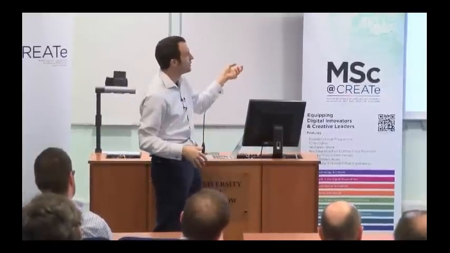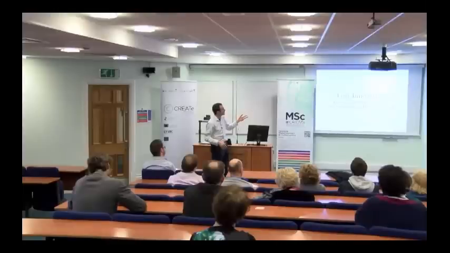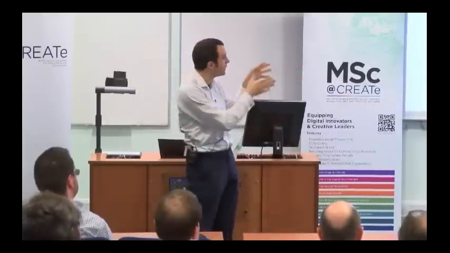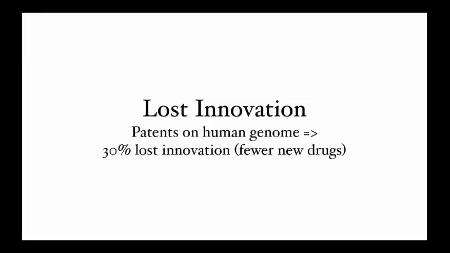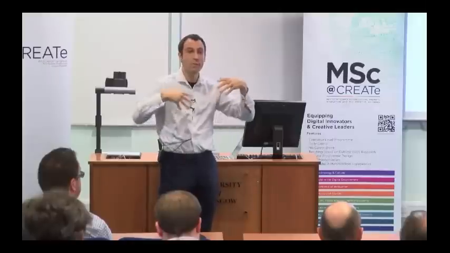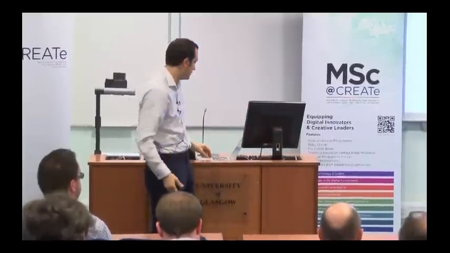And for example, there's another great paper from a few years ago that looks at patents on the human genome. The human genome was very interesting because there was a private consortium that was proprietary and for profit, and there was the public genome project that was going to open all of its data. Some parts of the genome therefore got patented and some parts didn't. The researchers showed that there was 30% lost innovation in the areas where the genome was patented. And this means fewer new drugs. While we pay for the drug today, we make it more expensive to develop the drugs for the future, or maybe impossible.